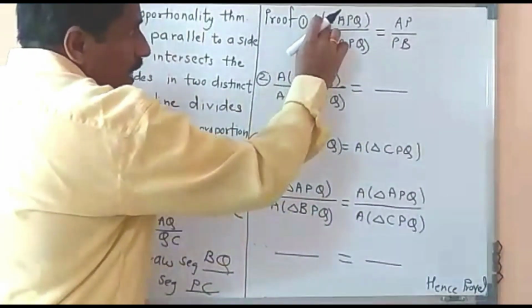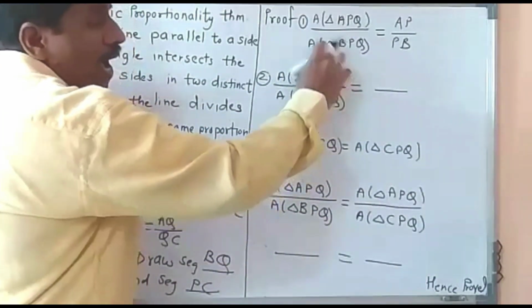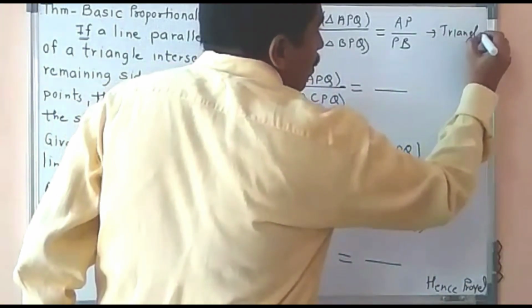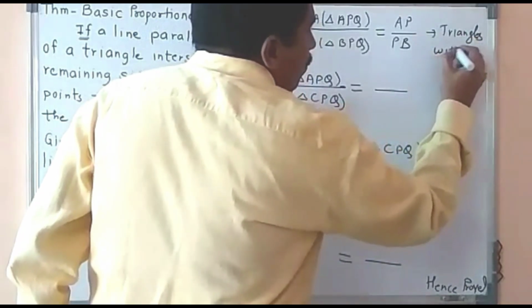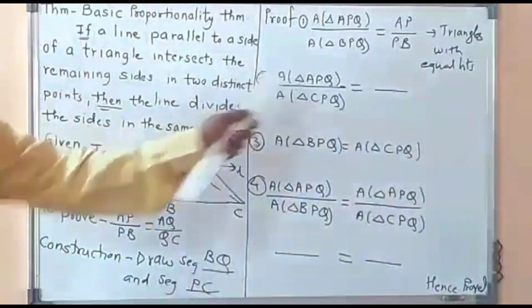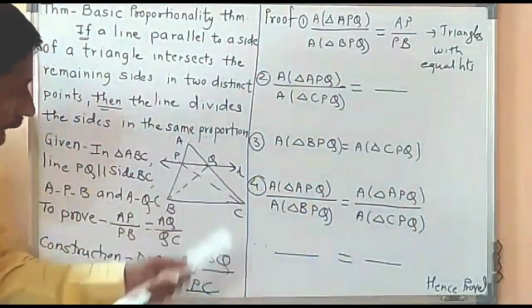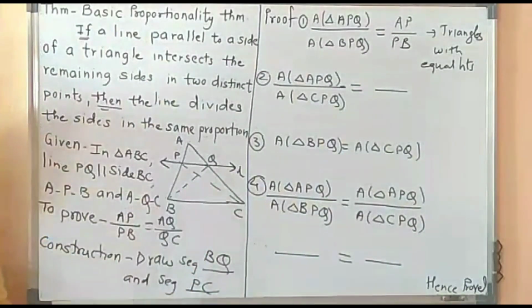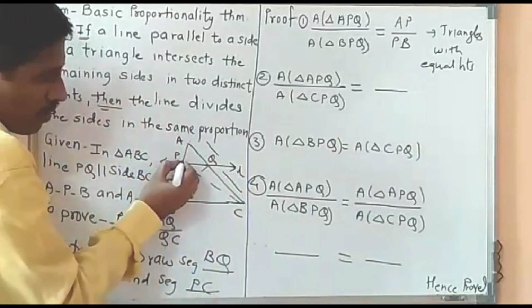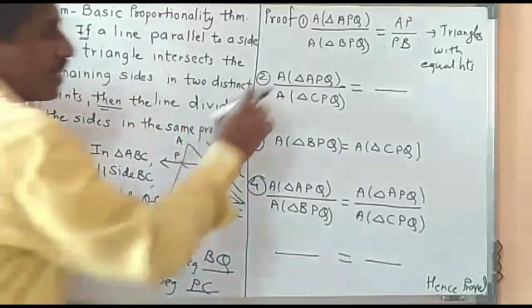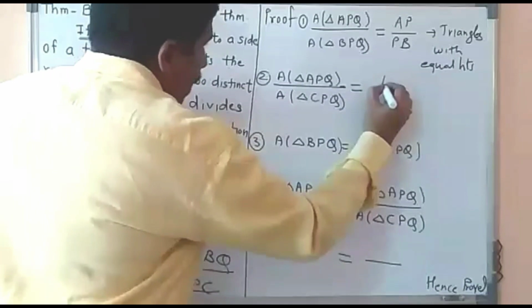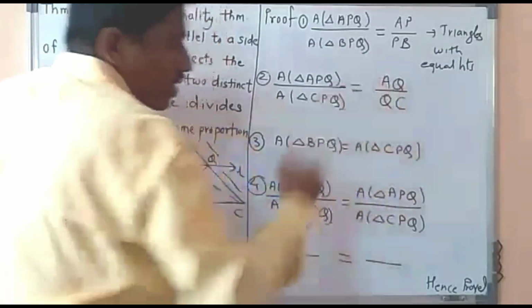Reason for this is triangles with equal heights. Again, I will consider triangle APQ and triangle CPQ. Both have collinear bases and the opposite vertex is common, therefore they have equal height. Therefore the ratio of areas of these two triangles is equal to AQ upon QC.